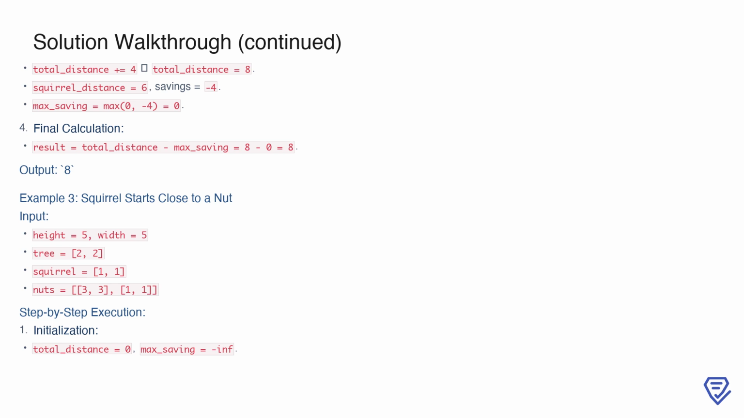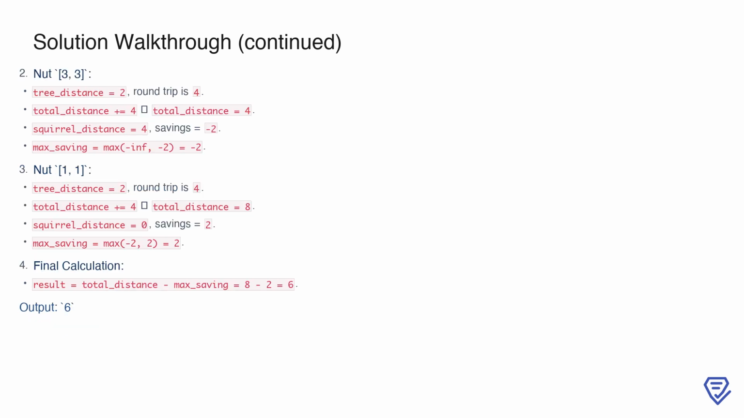Now, let's consider a case where the squirrel starts closer to a nut. For this example, the input remains similar, but the squirrel starts at 1, 1, which is close to one of the nuts. We initialize total_distance to 0 and max_saving to -infinity. Starting with the nut at 3, 3, its distance to the tree is 2, so the round-trip distance is 4. Adding this to total_distance makes it 4.